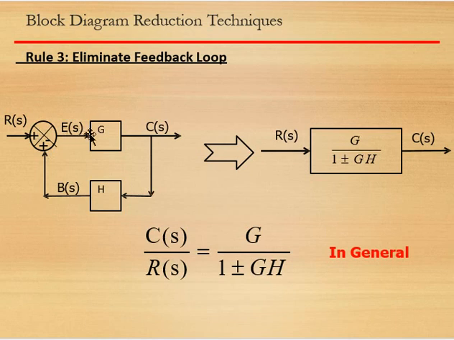How is this error taken? For this error, one input is R(S), and another input is the output taken from the feedback loop, that is B(S), which is given here. E(S) is given to this block, and the output is taken from this block.